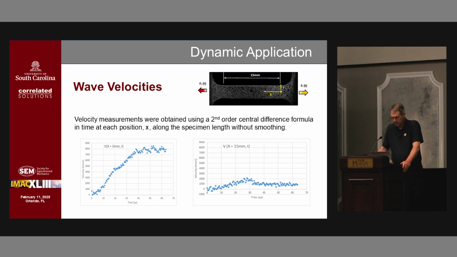And at 15 millimeters, the velocity is kind of flat initially, and then it picks up as the wave gets there and begins to increase, but at a much lower level, and then drops off to steady state. Notice both of them show steady state. The steady state, in this case, is where the acceleration has gone to 0, and that's where you always acquire data with the Hopkinson bar.